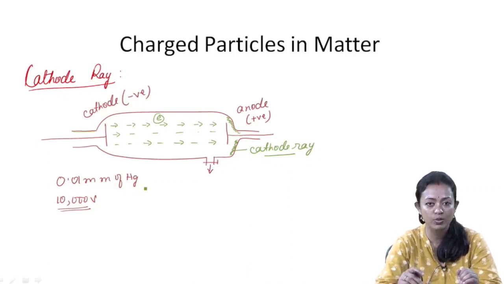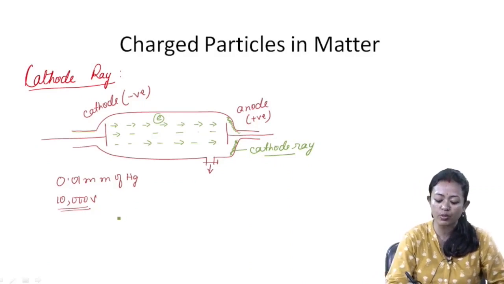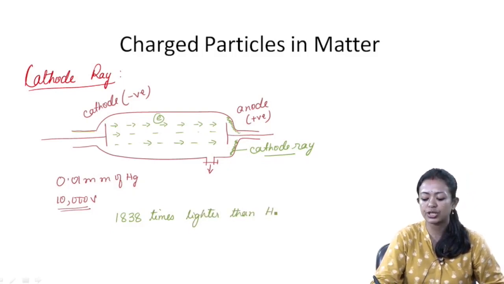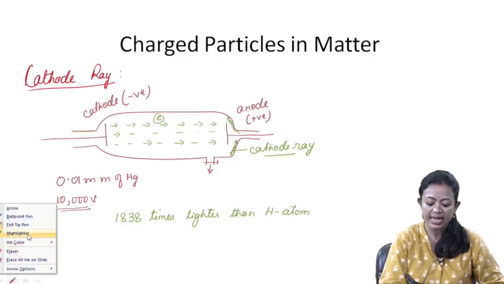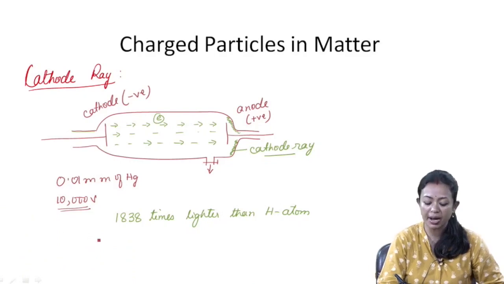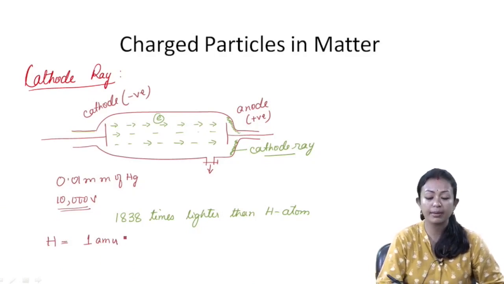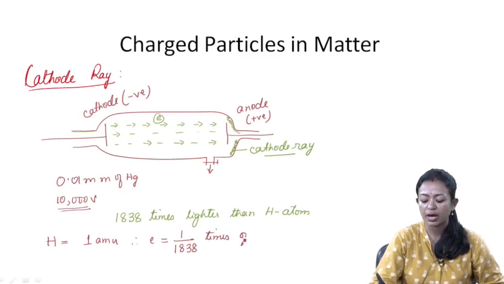He also analyzed and found out that these electrons had a mass around 1838 times lighter than a hydrogen atom. As we had already learned in the previous lesson, the hydrogen atom has an atomic mass unit of 1 AMU. Therefore, an electron is around 1 by 1838 times that of a hydrogen atom.